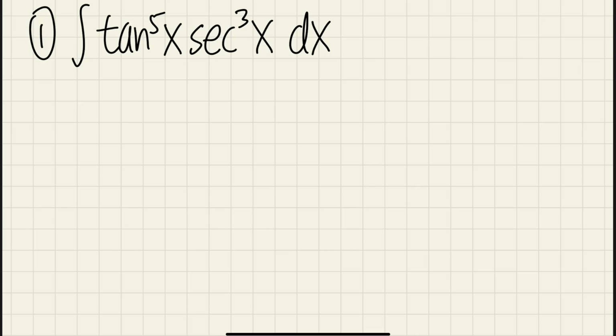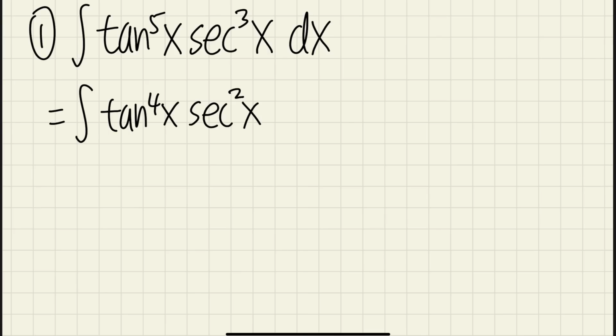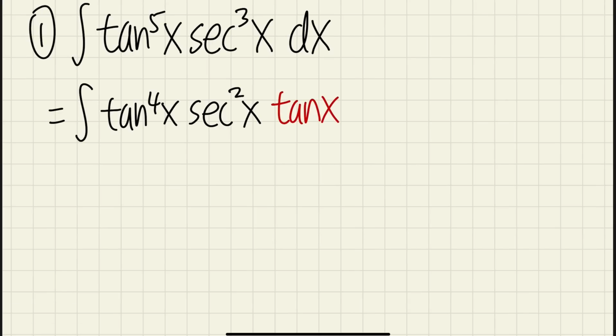For the first one, we have the integral of tangent to the 5th power x times secant to the 3rd power x. Notice both of them are to an odd power, right? So we are going to take out one factor from each. We will get the integral tangent to the 4th times secant to the 2nd, and then we need another tangent here and also another secant here.